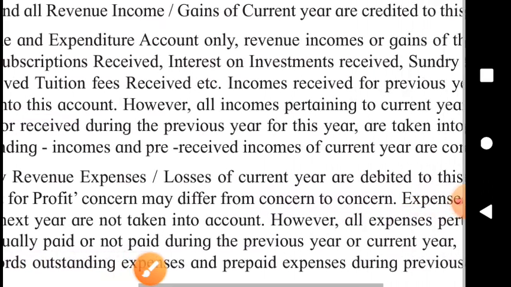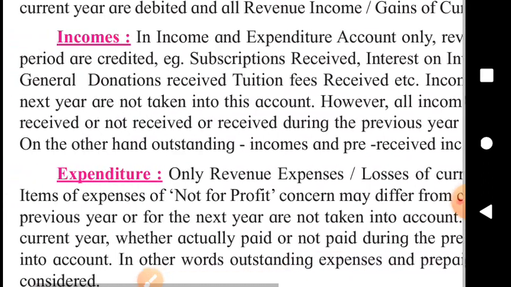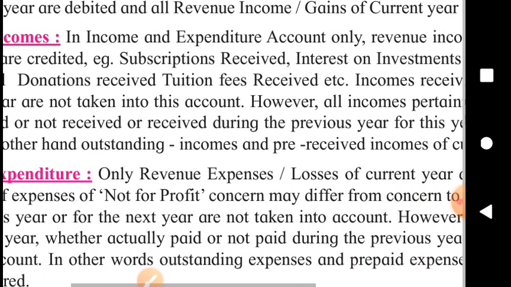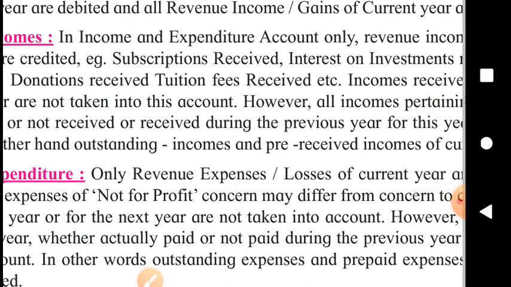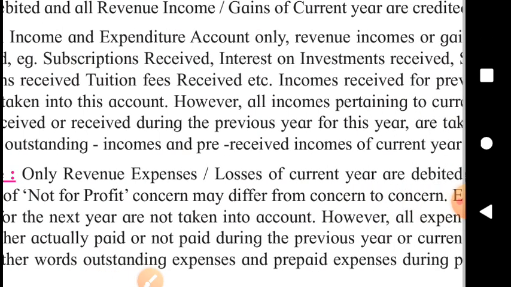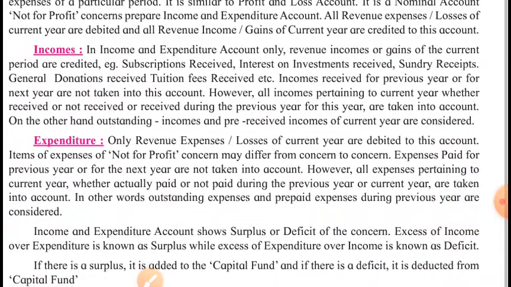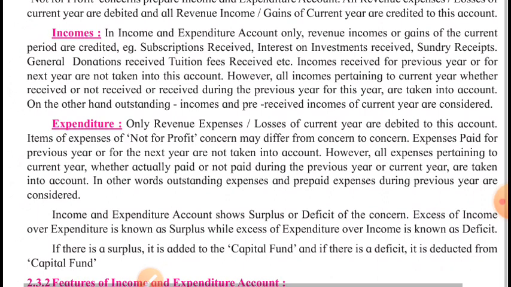However, all incomes pertaining to current year, whether received or not received, means received as well as to be received, accrued, or the income which is received during the previous year but for this year. Sometimes it may happen that in the previous year income may be received for the current year, means pre-received income for the previous year is the income for the current year. Such income will also be shown in the income and expenditure account of this year because that income belongs to this year, are taken into account.